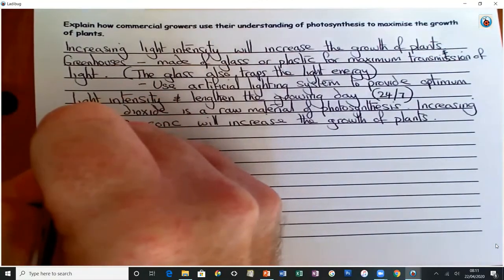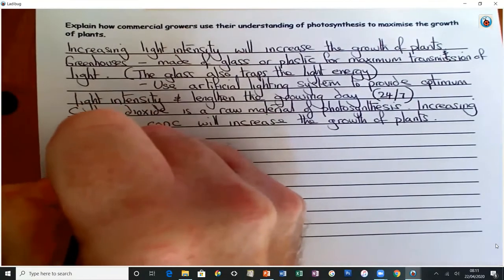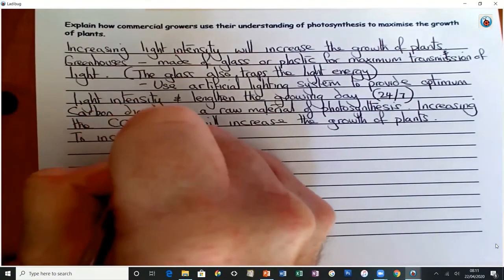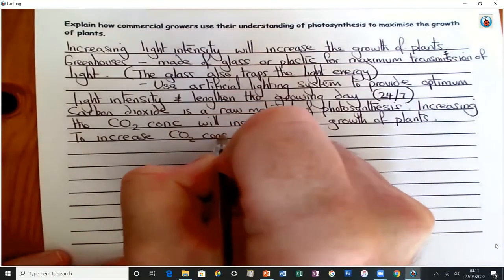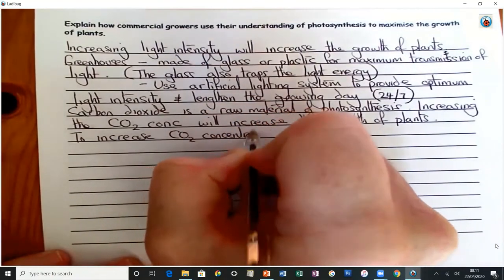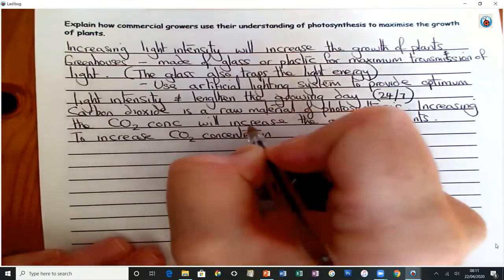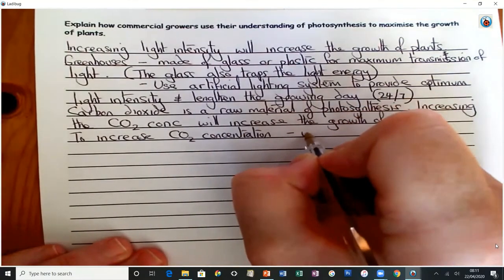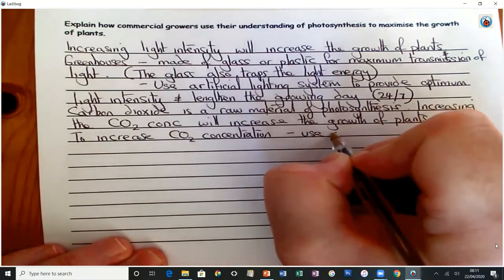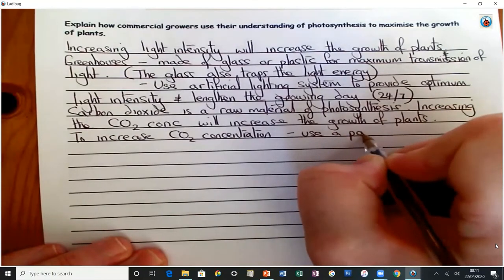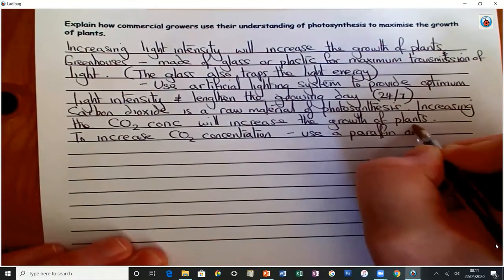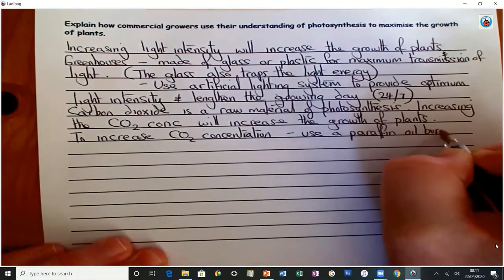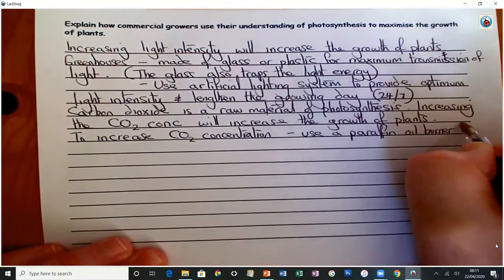So to increase carbon dioxide concentration, you can do the following. So use paraffin oil burner. As I said, that's on the small scale.